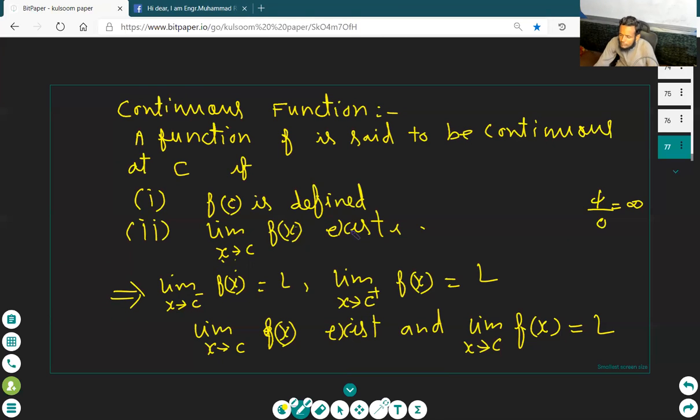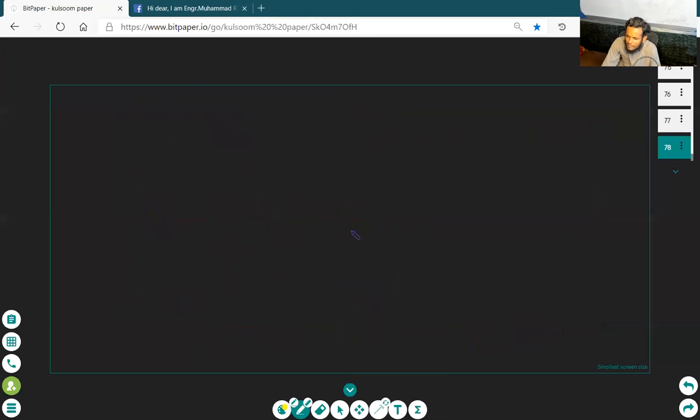Yeah, I know this. Okay. The third condition is that the limiting value is equal to the function value. Limit x approaches c of f of x is equal to f of c. Okay. I will give you a function, then you should check whether it is continuous or not continuous. Clear? Okay.